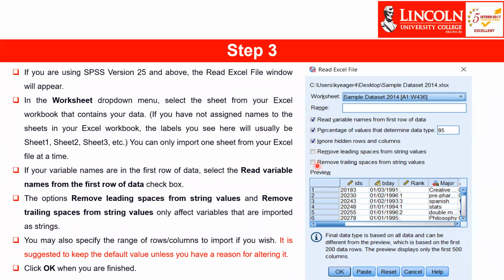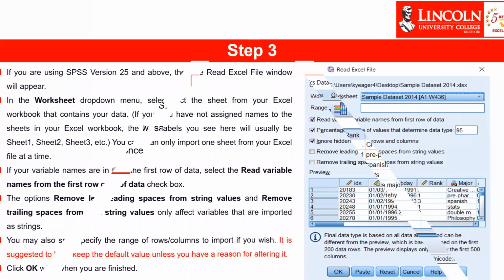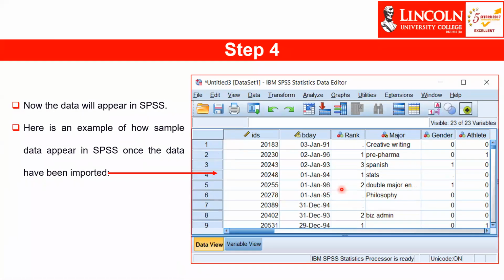You may also specify the range of rows and columns to import if you wish. Okay, which is somewhere here. I'll put that one here. Then it is suggested to keep the default value unless you have a reason for altering it. So click OK. Once this is done, the next thing you do is just to click OK. Okay, and your value will be loaded inside your SPSS data editor.